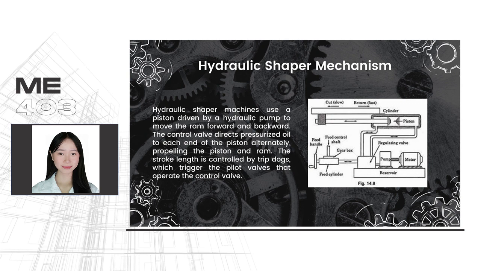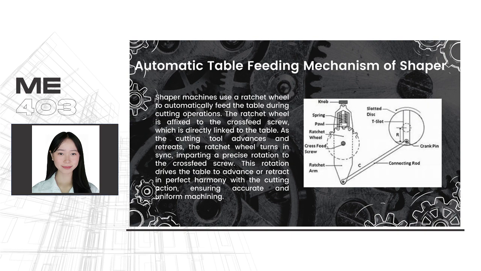For hydraulic shaper machines, the piston is driven by a hydraulic pump to move the ram forward and backward. This works like any hydraulic mechanism. The last mechanism is the automatic table feeding mechanism. This uses a ratchet wheel to feed the table during cutting operations. It is fixed to a screw linked to the table. It turns in sync, driving the table in retraction for accurate and correct machining.